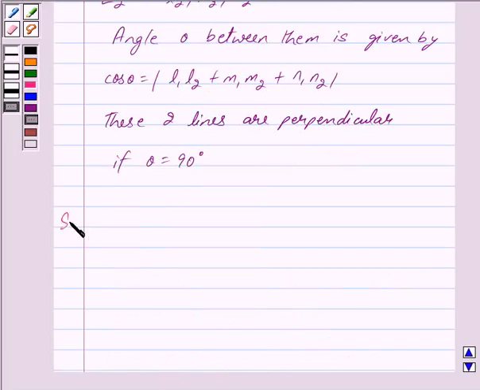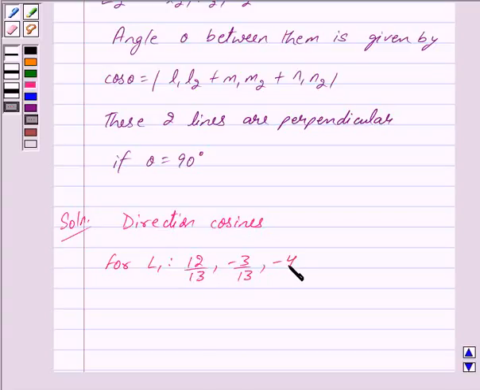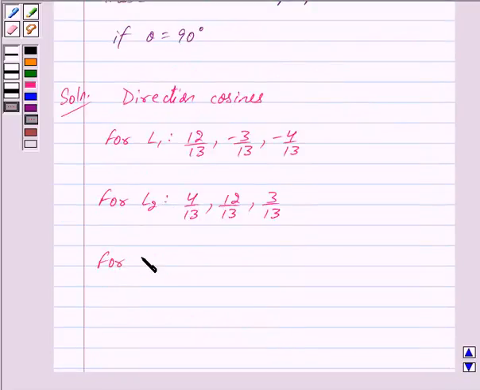Let us begin with the solution now. We are given the direction cosines. For L1 they are 12/13, -3/13, -4/13. For L2 they are 4/13, 12/13, 3/13. And for L3 they are 3/13, -4/13, 12/13.